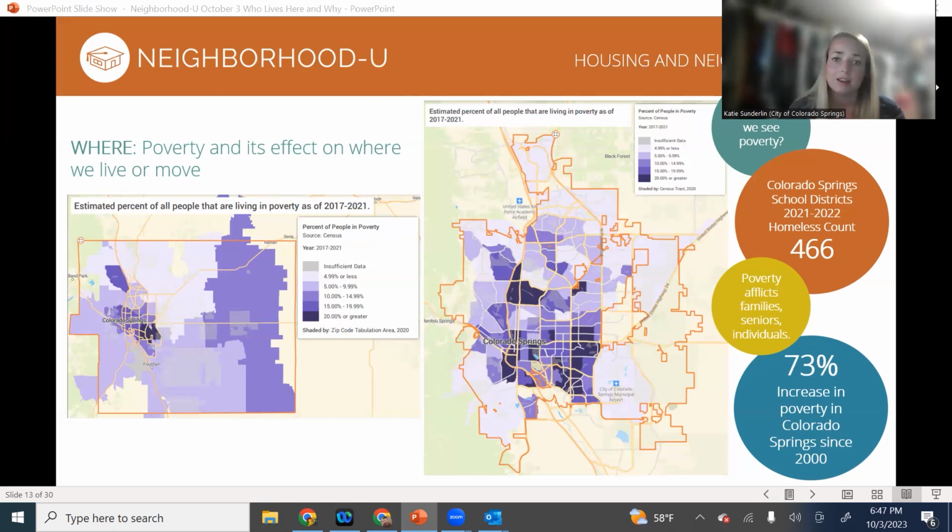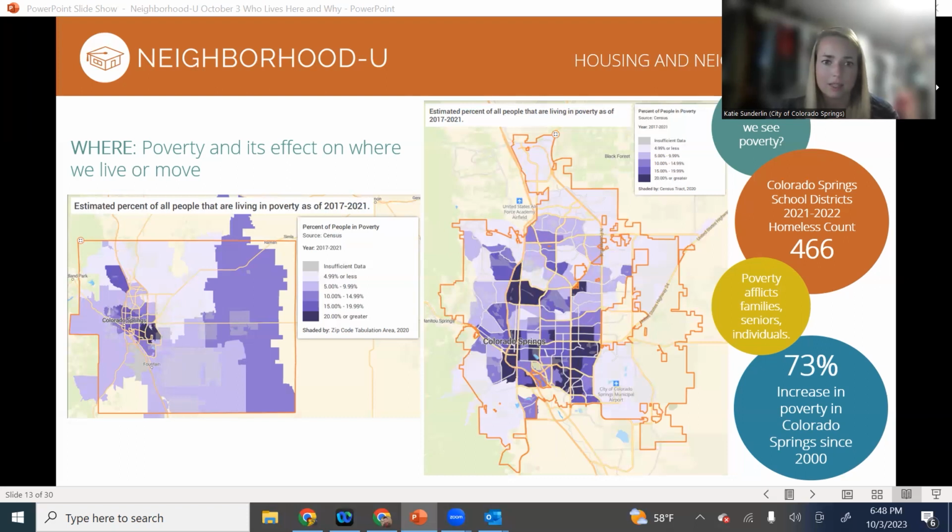And we have seen a 73% increase in our poverty rate in Colorado Springs since 2000, which is just leading us to need more affordable housing. And in this orange circle here on the right, or left, I don't know if it's mirrored or not, that homeless count is really scary for us, and is actually probably an undercount. What this is counting is teachers or families that are self-reporting that they are homeless and that their children are experiencing homelessness.